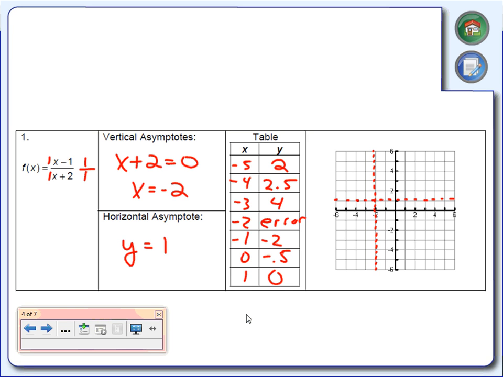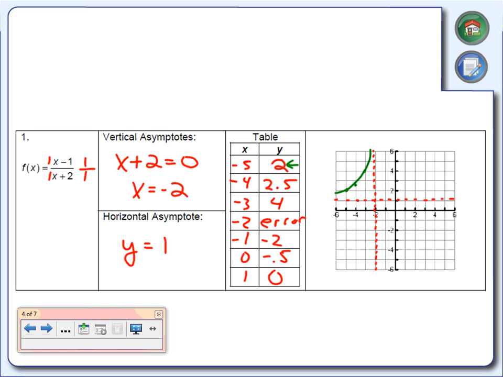Anyway, I'm going to start plotting some points here. The first point I'm going to plot is right here, (-5, 2). So I'm going to find (-5, 2), which is right here. Then I'm looking for (-4, 2.5). It's a little higher. (-3, 4). Notice -2 is an error because that's where my vertical asymptote is. So I've actually got part of my graph right here. Now remember, when you draw this, we are getting close to those asymptotes, but we don't actually touch them. So when you connect the dots, be careful not to touch the asymptote.